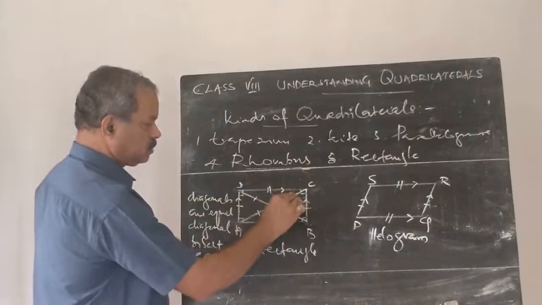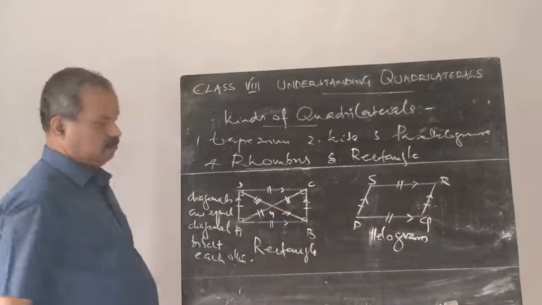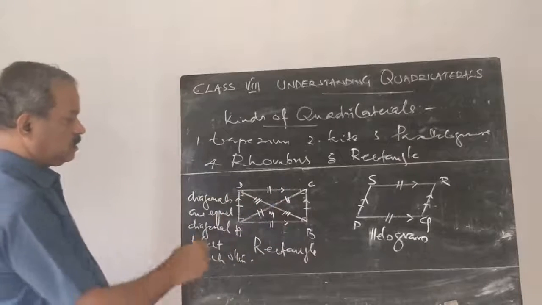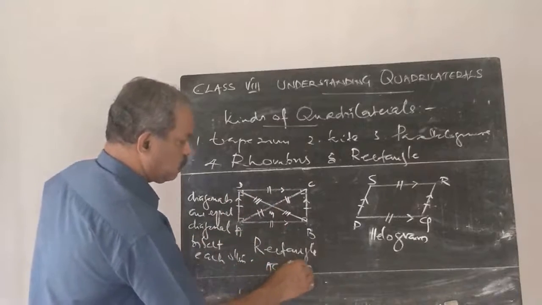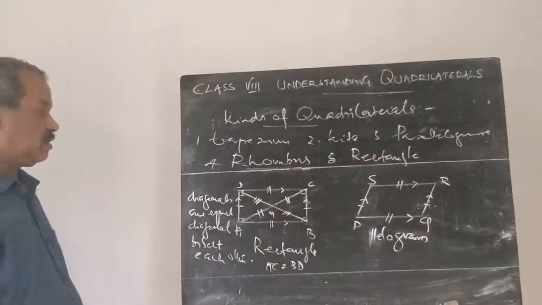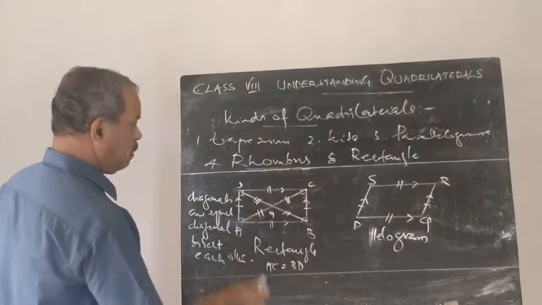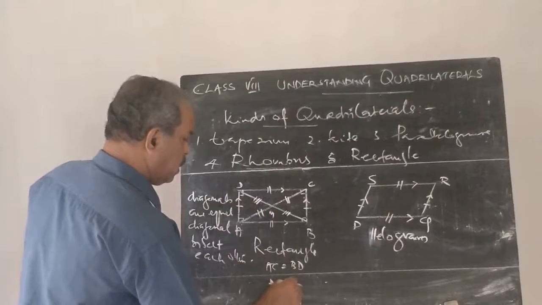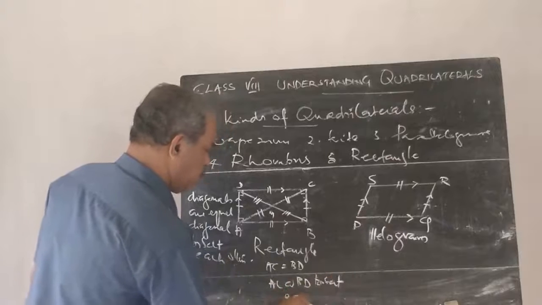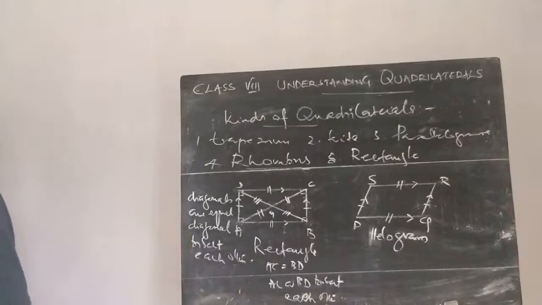AM equal to CM, DM equal to BM. Diagonals AC equal to DB also. In a parallelogram, the diagonals are of different length. AC and BD are equal, but they bisect each other. This is the property of a rectangle.